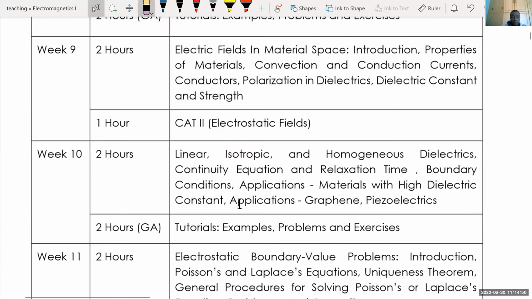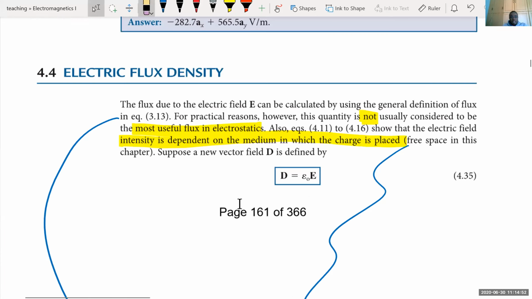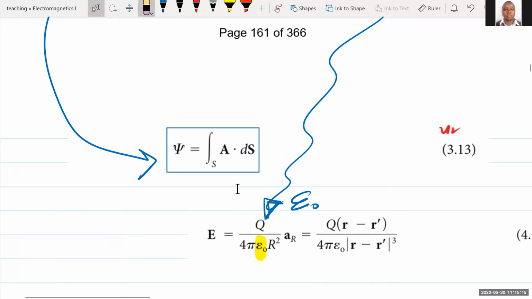So we are supposed to discuss electric flux density, and as usual, I will stop the video as per your request. We now say that the electric flux due to electric fields can be calculated using the general definition of flux as we found in equation 3.13. And this is the equation that we are referring to.